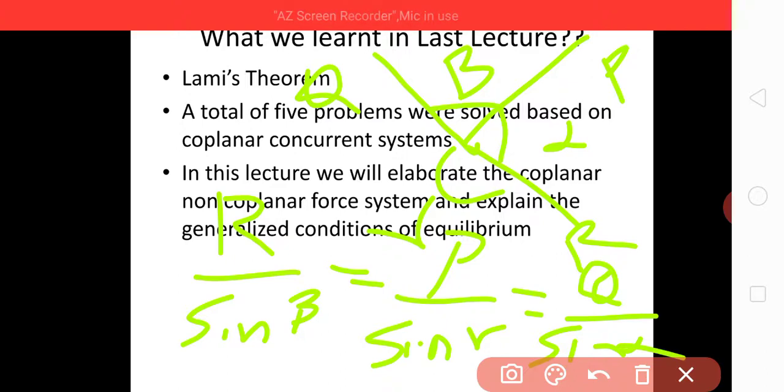Basically, it is the sine rule, and the important point to note is that if the system is under static equilibrium, then the triangle made by the graphical representation of these forces will close.